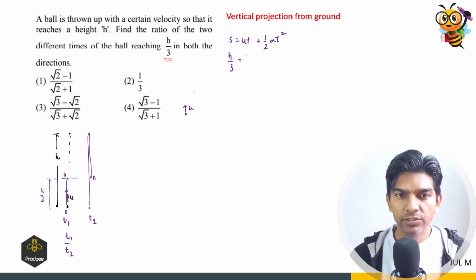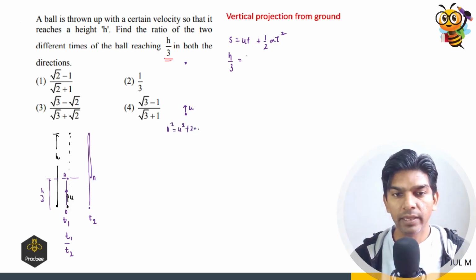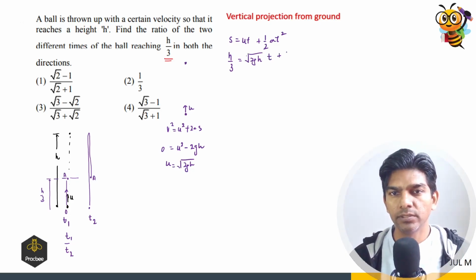So u is the initial velocity and the maximum height is h. If we apply v square equals u square plus 2as, v will be 0. It is u square minus 2gh. So we got u as root 2gh, right? We know this result also. So u is root of 2gh, t plus half, and a will be minus g t square.